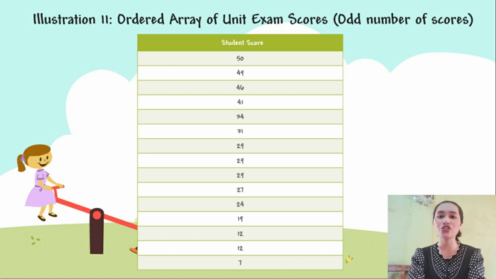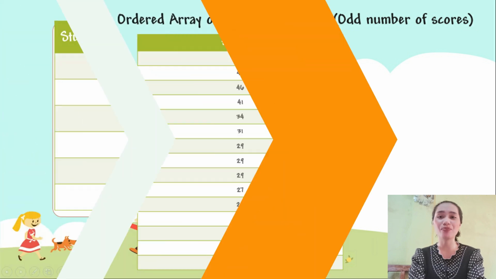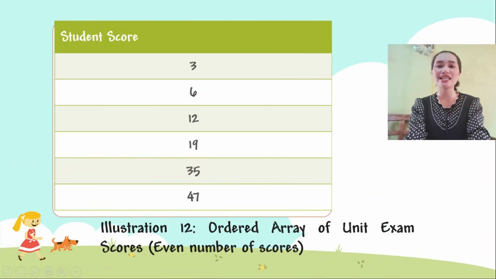What if this teacher had a class with an even number of students? How would the median be calculated? Illustration 12 provides an example of how to determine the median in an even number class. Let's assume the class size is 6 and they have just completed an exam worth 50 points. The following illustration displays their scores.